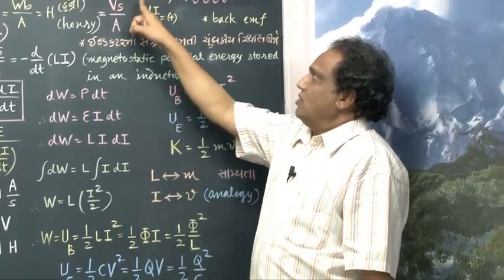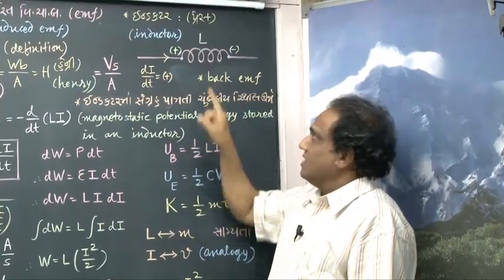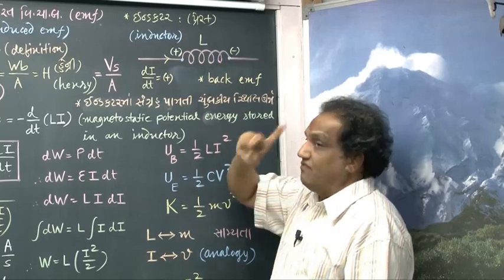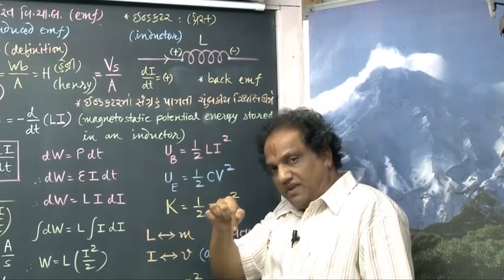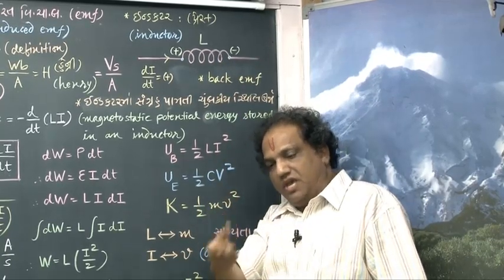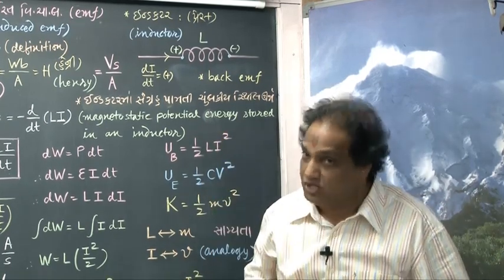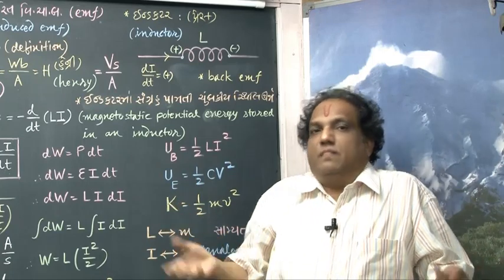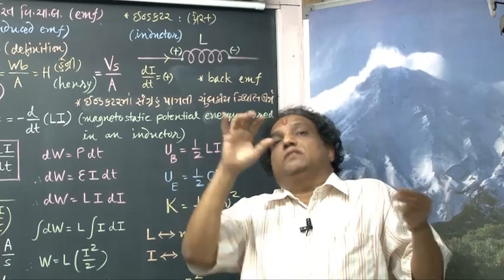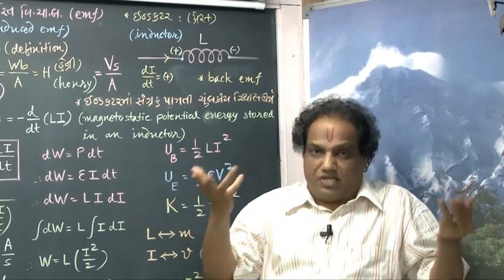See, when you pass current through an inductor, it will produce its own magnetic field. And in that magnetic field, some energy is stored in the form of what is called magnetostatic potential energy. How can we say that it has energy stored in the magnetic field? What is the reason?